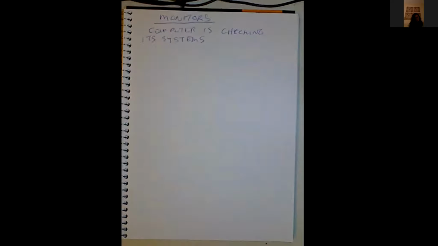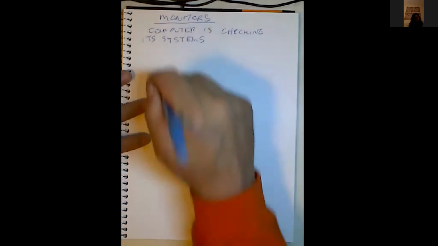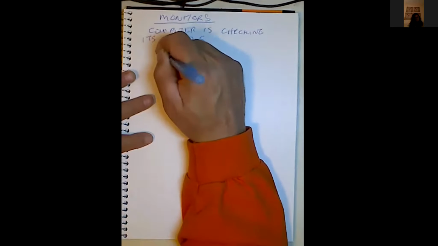Which is cool. That's one of the things we want a computer for, right? So a computer's checking its systems. Now, there's two types of monitors. Rudy, what are the two types of monitors?